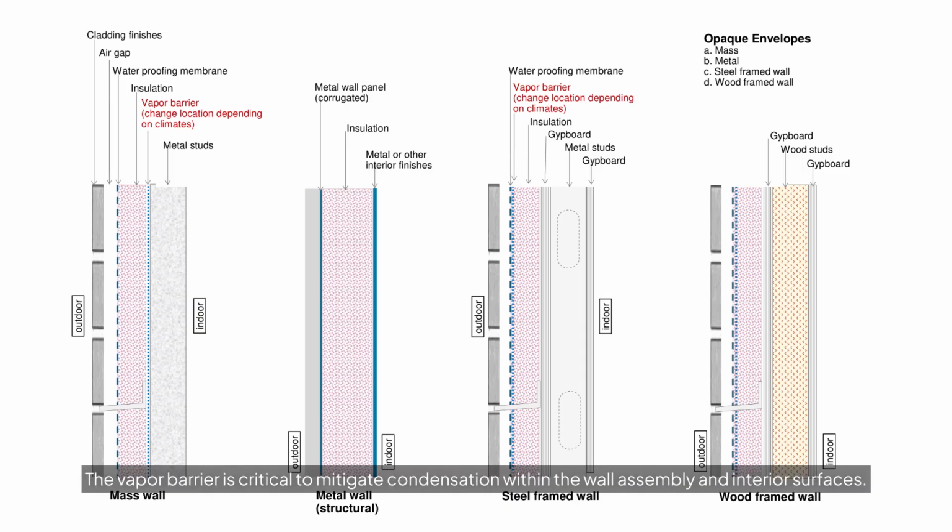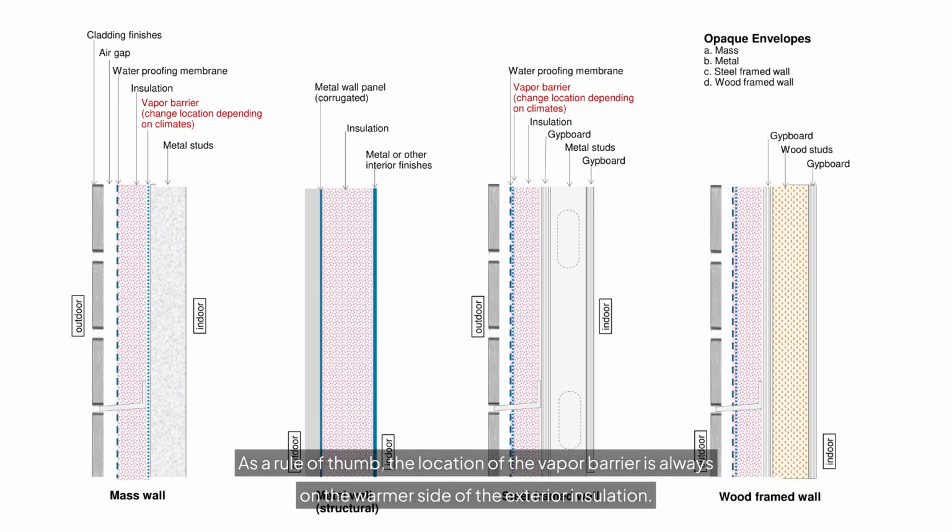The vapor barrier is critical to mitigate condensation within the wall assembly and interior surfaces. As a rule of thumb, the location of the vapor barrier is always on the warmer side of the exterior insulation.